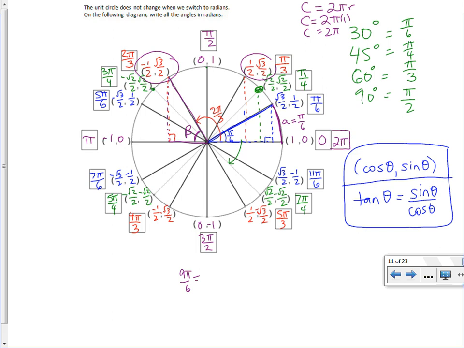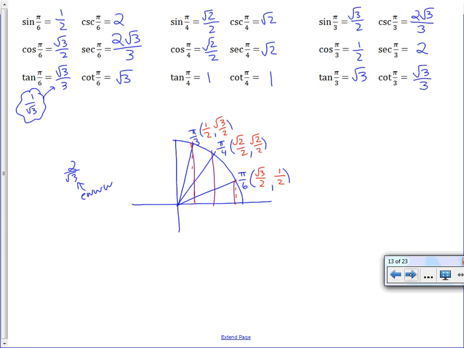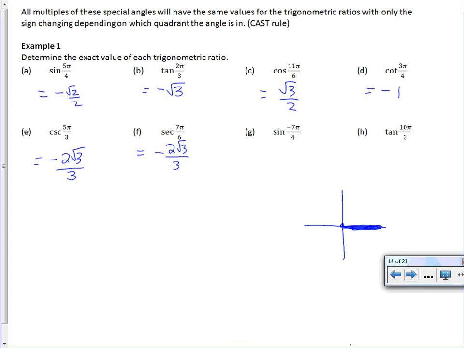Does that make sense? So if I want sine of negative 7 pi over 4, I just need to grab the sine value of that point. So sine of negative 7 pi over 4 is root 2 over 2, positive, done. Everyone cool with that? Okay.